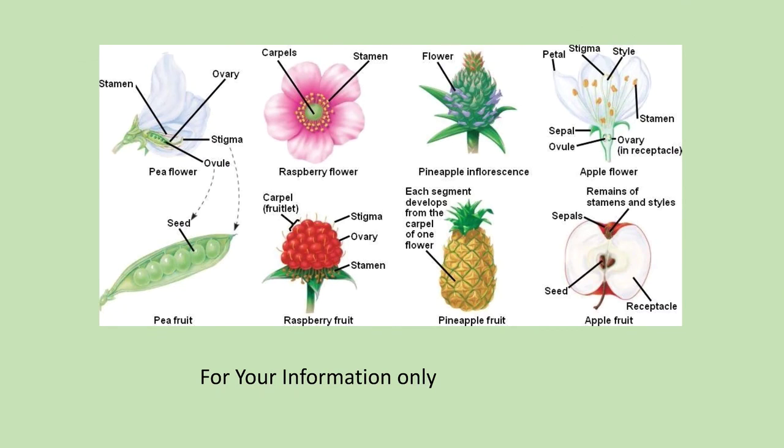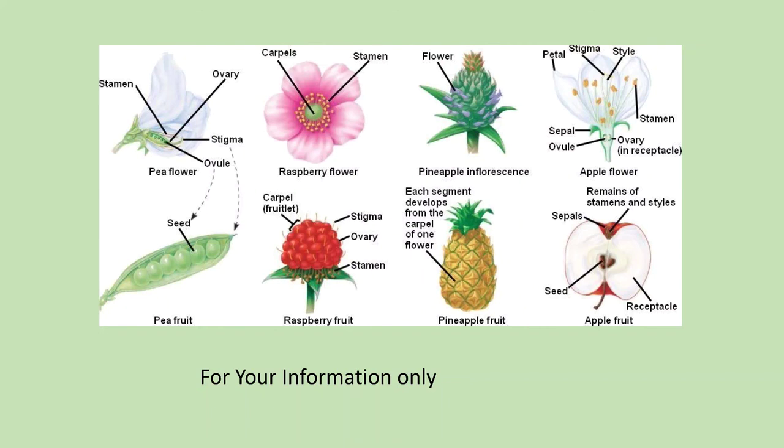Okay, and this is just for your information. So I threw some pictures in here of different flowers, and you can see the different parts labeled and the different arrangements of their ovules and ovaries, and that's what causes the variety of fruit that we have, all the different types of fruit that you see.